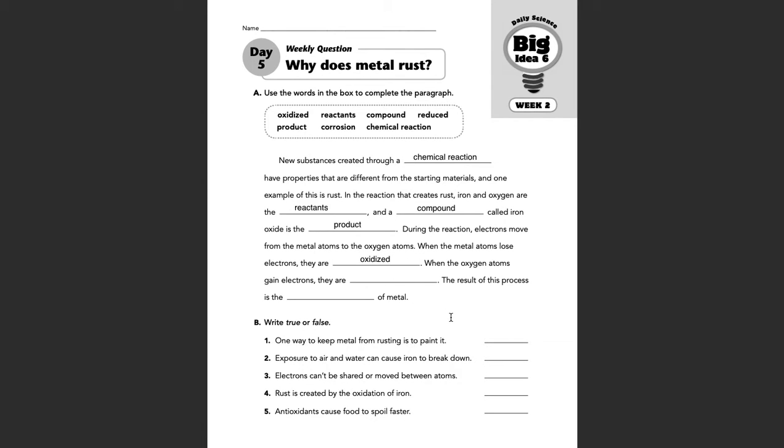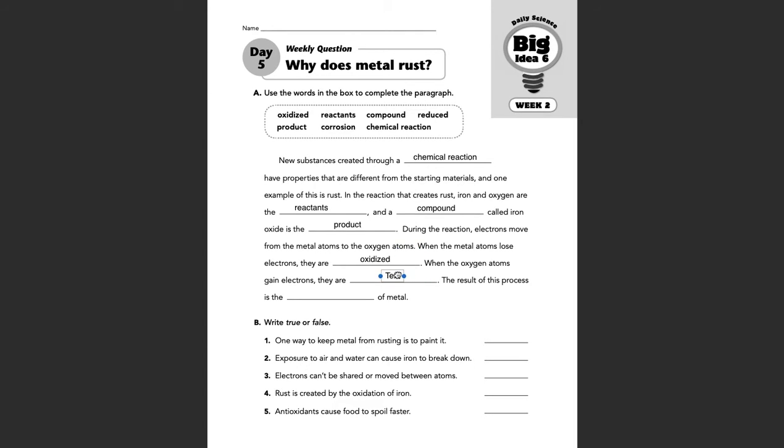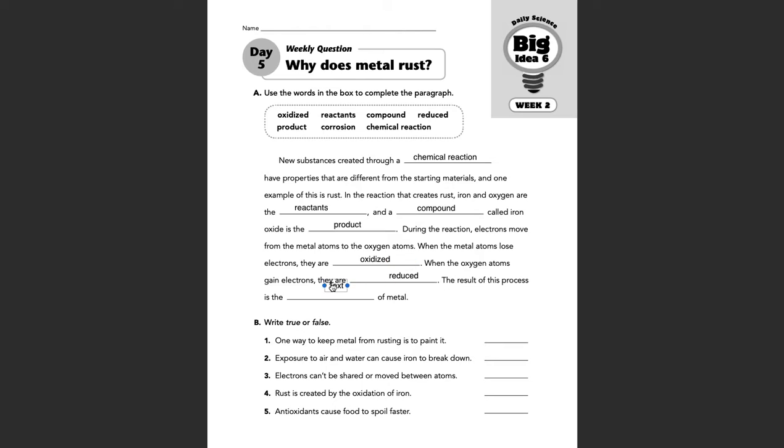When the oxygen atoms gain electrons, they are reduced. The result of this process is the blank of metal, process of elimination. Last one we have is corrosion. So corrosion is the result of oxygen atoms gaining electrons, and when metal loses electrons, that process ends up with corrosion.